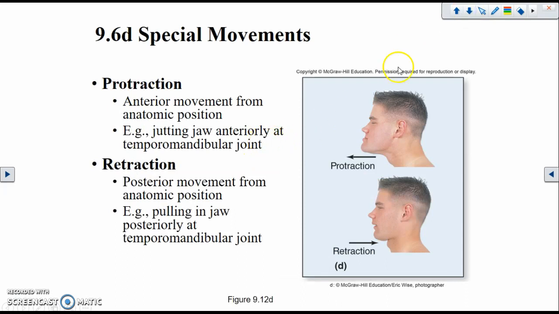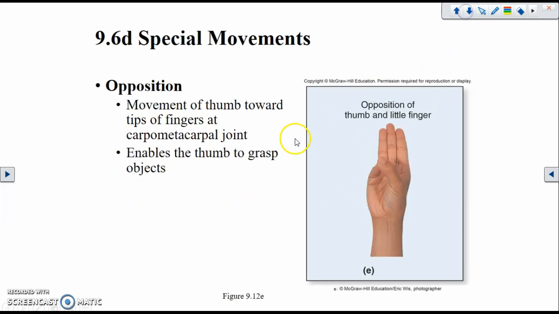All right. Protraction, retraction is again about in this case, about your mandible. Okay. So that's overbite, underbite, if you want to think about it that way. And then there's special movements for fingers. Opposition. Okay. In this case is when they actually do this for you to see how good your hand and eye coordination is: you actually touch your thumb to all of your fingers. That's called opposition.